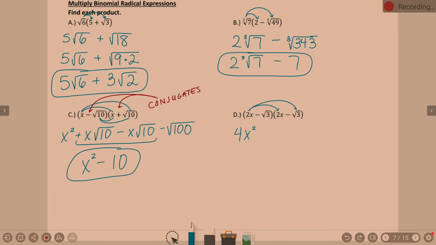2x times minus square root of 3. Negative 2x square root of 3. Positive times negative is negative. I'm going to put the 2x out front, and the square root of 3 out back. Same thing: minus square root of 3 times 2x. Minus times plus is going to be a minus. 2x out front, square root of 3 out back.